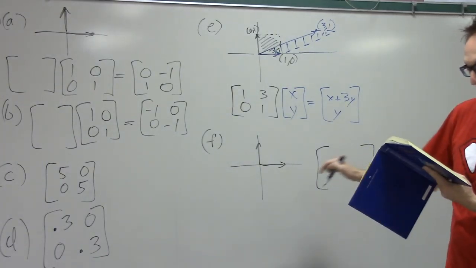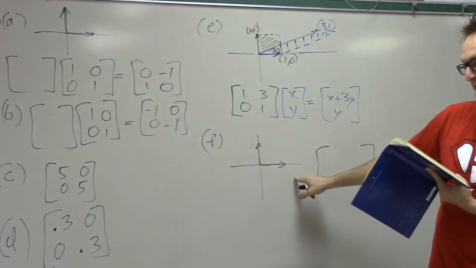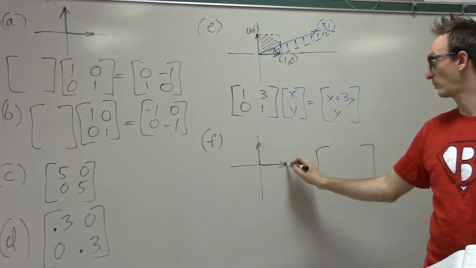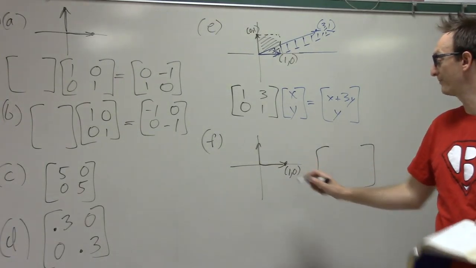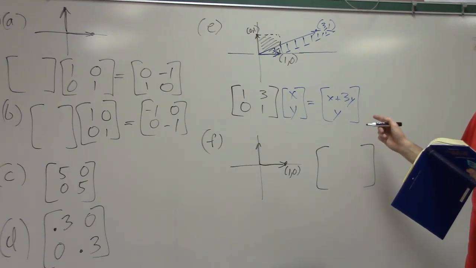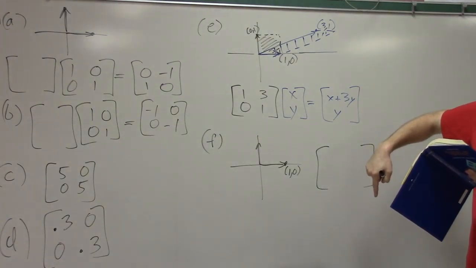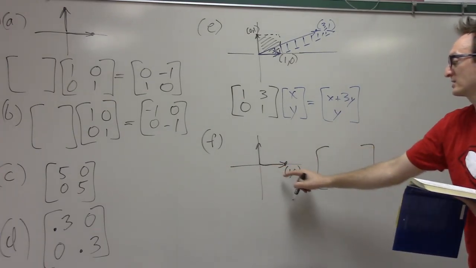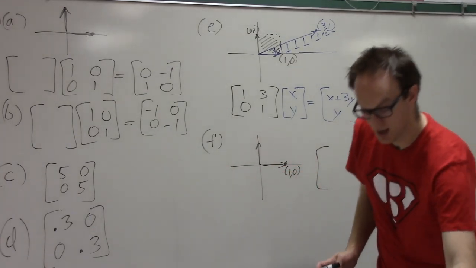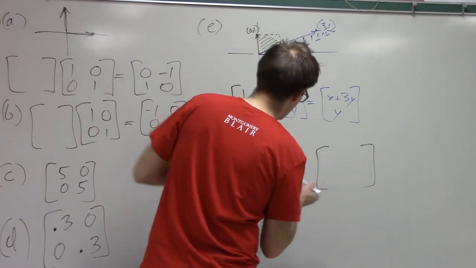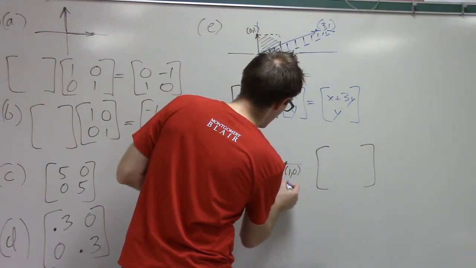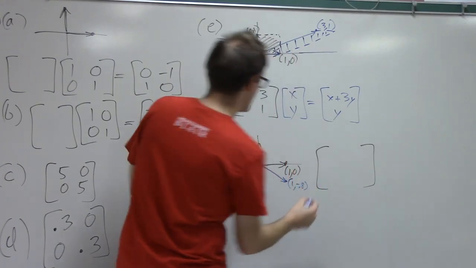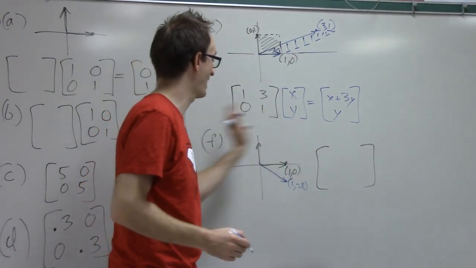And here we go. A vertical shear moves points to the right of the y-axis, such as this one, (1, 0). How does it move them? It moves them down by an amount 0.8 times their distance from the y-axis. Okay, so this is getting moved down, and by how much? It's getting moved down by 0.8 times its distance from the y-axis.